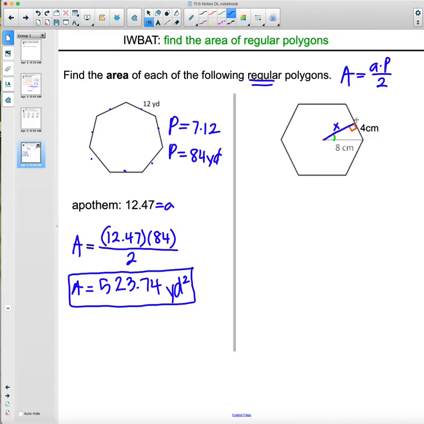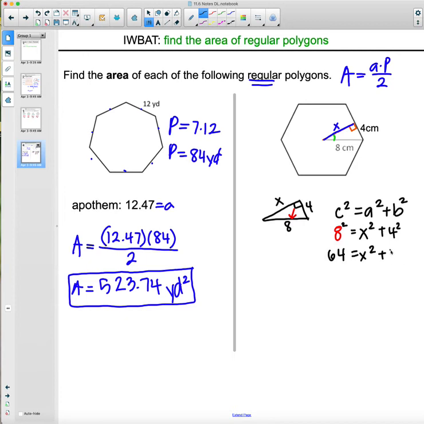If we're taking a look at this little triangle, let me just redraw this triangle down here so we can take a closer look at it. So we're looking for this. We know this one is 4 and we know this one is 8. It's a right triangle, so we should be able to do the Pythagorean theorem: C squared equals A squared plus B squared. Remember that your C is the side across from the 90, so our 8 is our C value. So we have 8 squared equals X squared plus 4 squared. So 64 equals X squared plus 16.